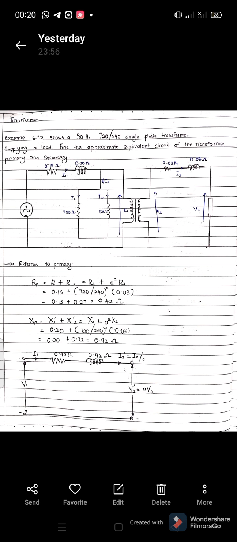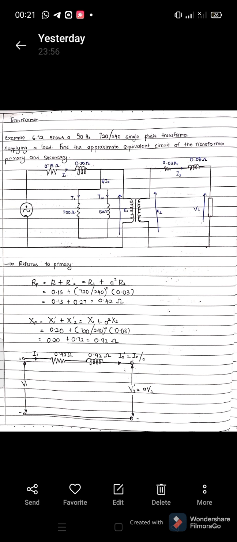For example 6.12, a 15 Hz 720 over 240 single phase transformer is supplying a load. Find the approximate equivalent circuit of the transformer referred to primary and secondary. For the first question, we must find the approximate equivalent circuit referred to primary.